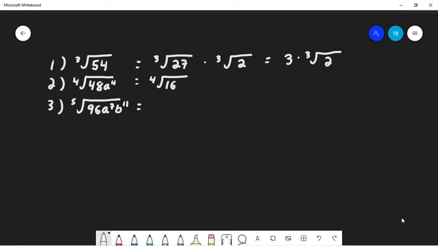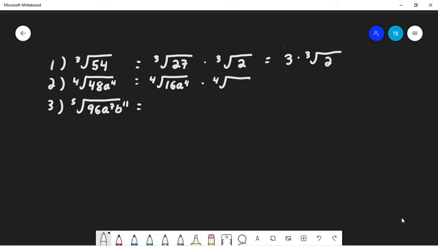But I'm not done yet finding the largest perfect fourth factor because we also have a variable here, namely a to the fourth. Now a to the fourth is itself a perfect fourth because the exponent is divisible by 4. So that's how you can tell that it's a perfect fourth. So I'm going to include that in my highest perfect fourth factor. So it's going to be 16a to the fourth. And then we multiply that by the fourth root of something else.